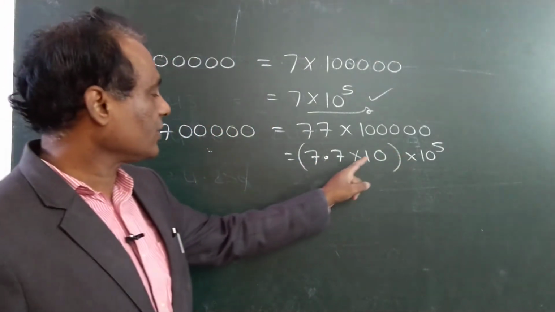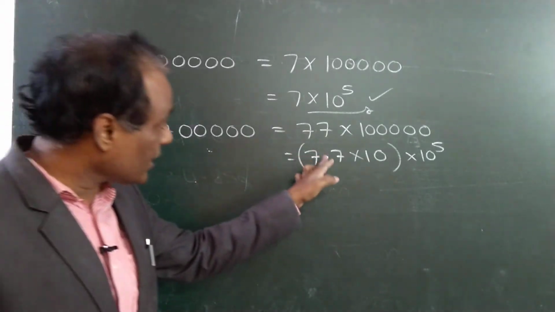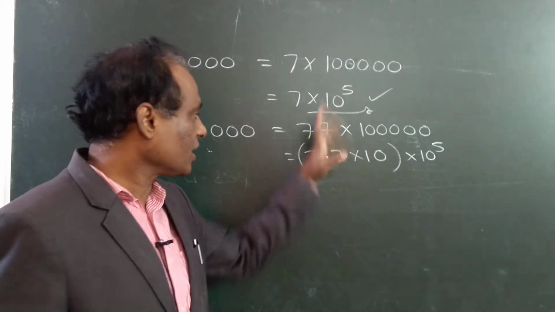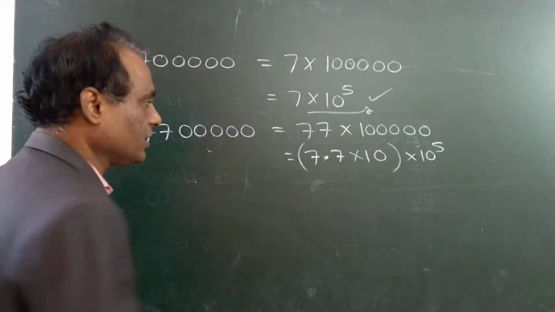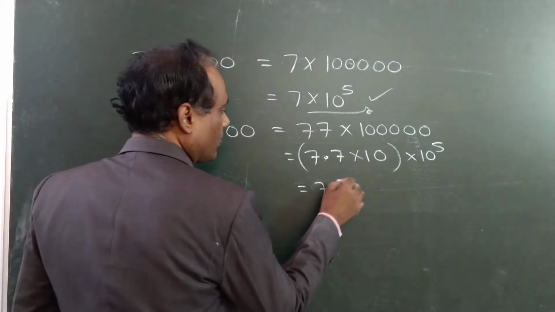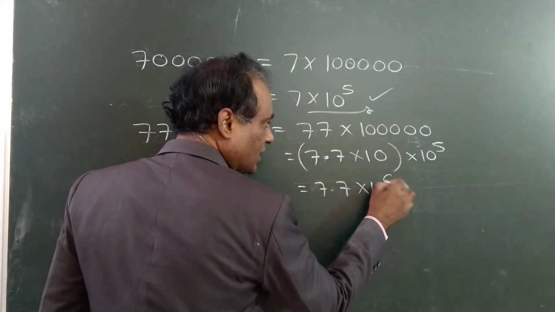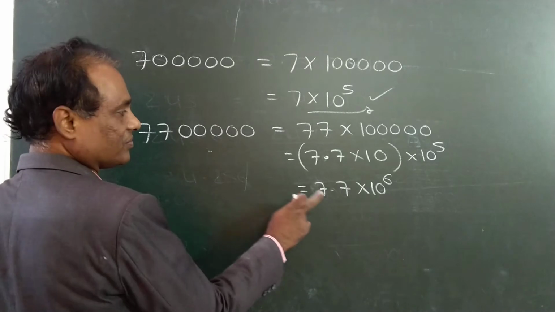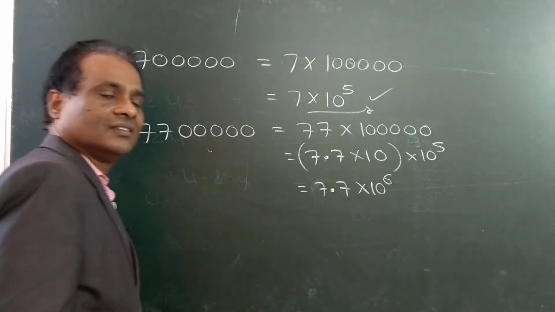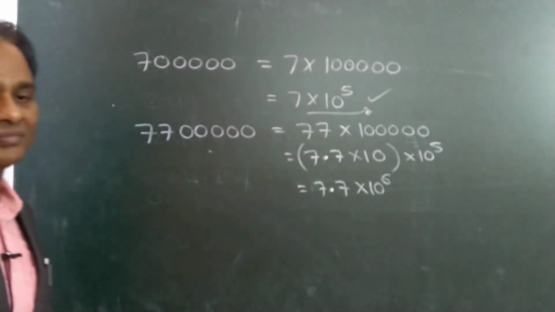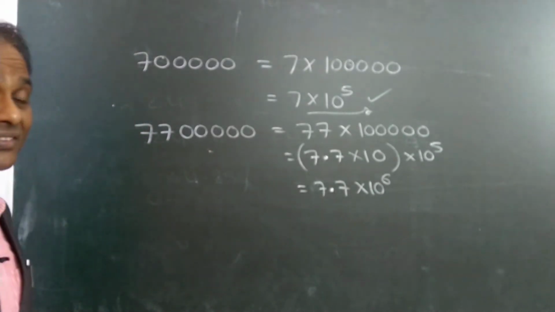After decimal 1 digit, no 10. If you are putting the decimal, zeros go into the numerator. If you are removing the decimal, zeros go into the denominator. So this can be written as 7.7 into 10 to the power of 5 plus this 1, total 6. This is the standard form. This is the usual form, this is the standard form. This you have to practice.